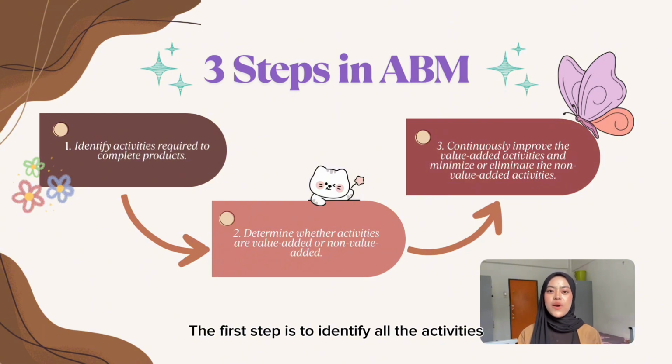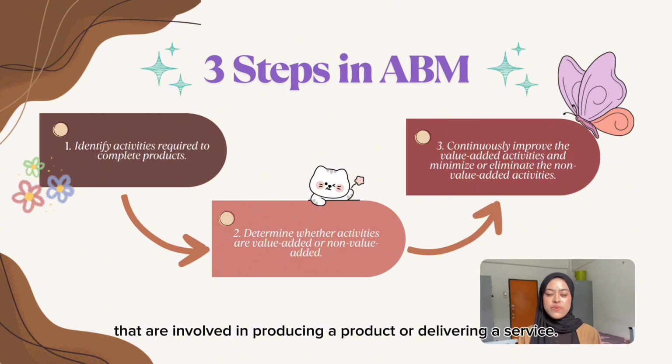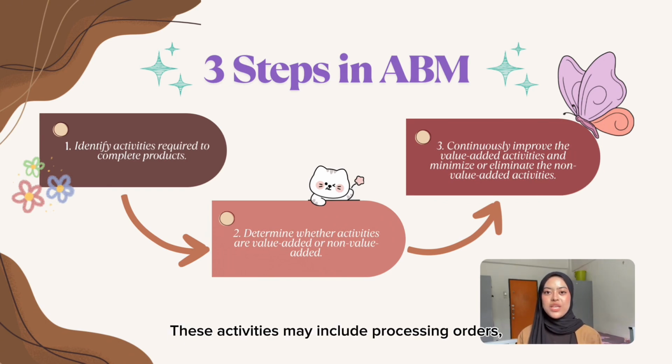The first step is to identify all the activities that are involved in producing a product or delivering a service. These activities may include processing order, assembling components, or inspecting products. Once the activity has been identified, the second step is to classify them into either value-added or non-value-added activities. The final step is to improve the efficiency and effectiveness of the value-added activities and to eliminate or reduce the non-value-added activities in order to save costs and make better use of resources.